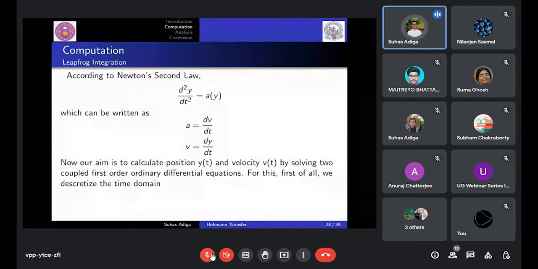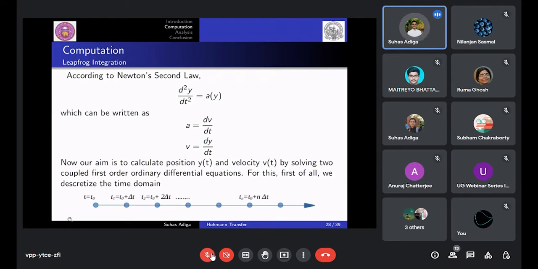Let's say I start at t equal to 0 from Delhi. At t equal to 1 hour, I'll be somewhere near Mathura. Then at t equal to 2 hours, I'll be near Agra, and so on. And at t equal to 36 hours, you will reach Bangalore. So this is what discretizing the time step means.